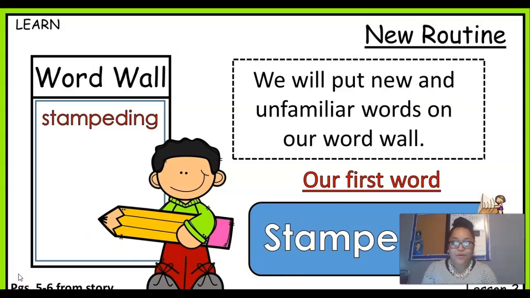Okay, now we're going to practice a new routine. We're going to put new and unfamiliar words on our word wall. So our first word is stampeding. So where that is going to be is in our journal, our big 3-subject notebook. So what you're going to do is open to your first one. Your first subject is going to be your vocabulary journal.